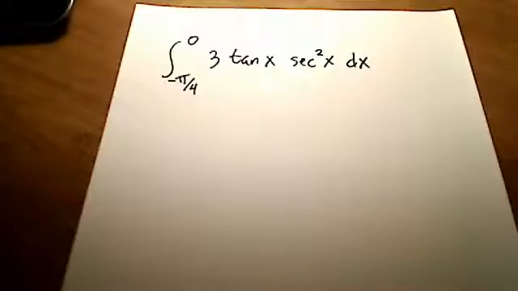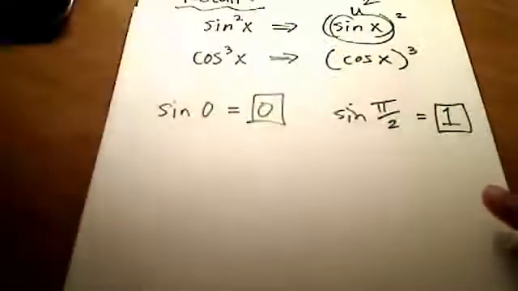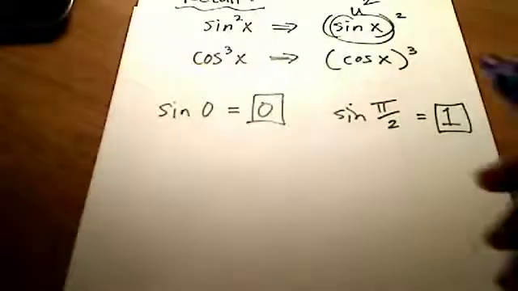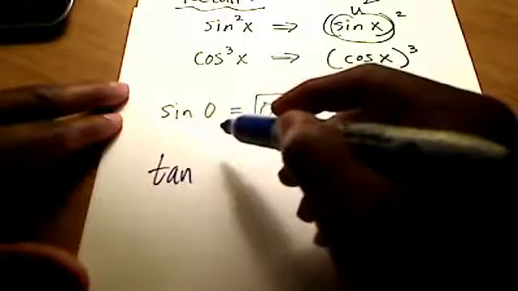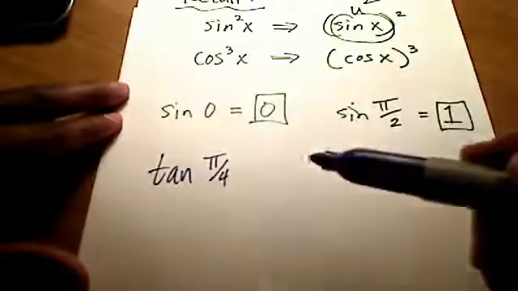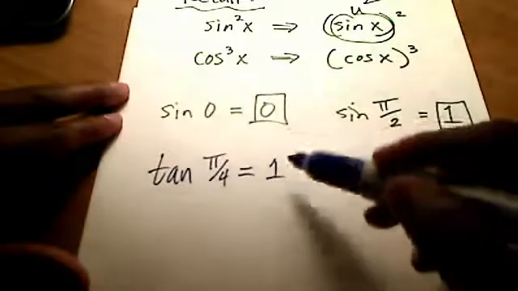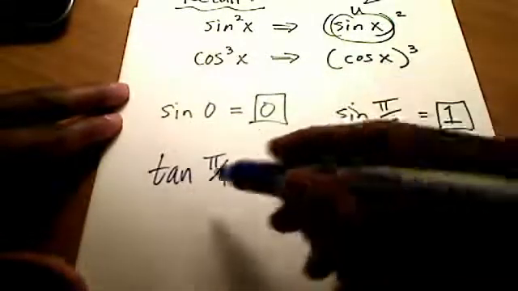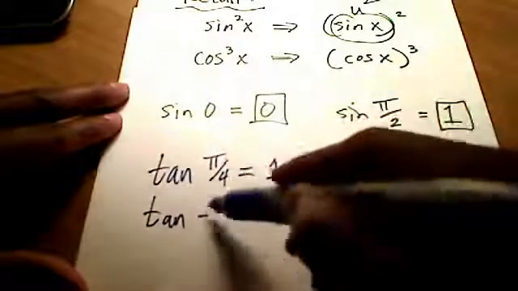Let me go back to that recall sheet for just a second here. What is something else you should remember here, because this is going to be pretty important? What is the tangent of pi over 4? In other words, it's a tangent of 45 degrees. Well, I hope you see that that comes out to be 1. All right, we're going to need that a little bit later on.